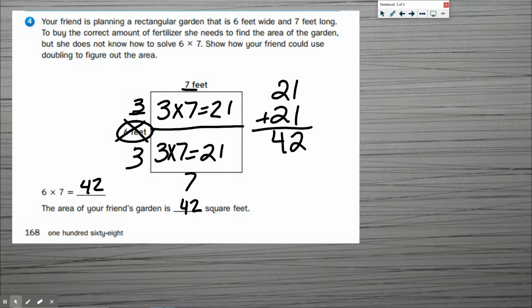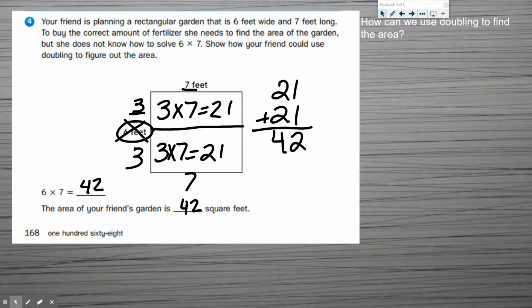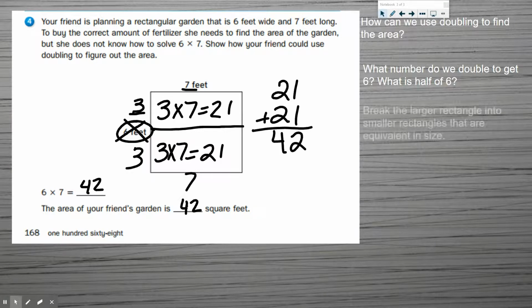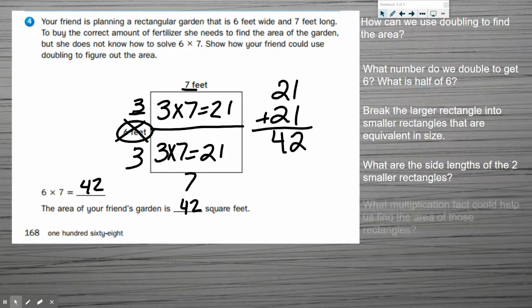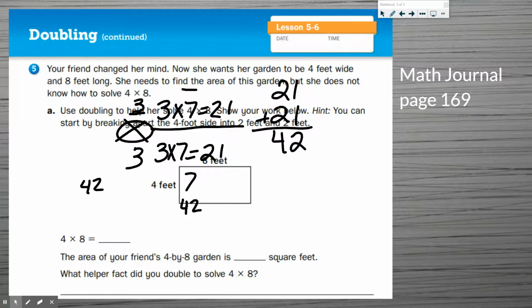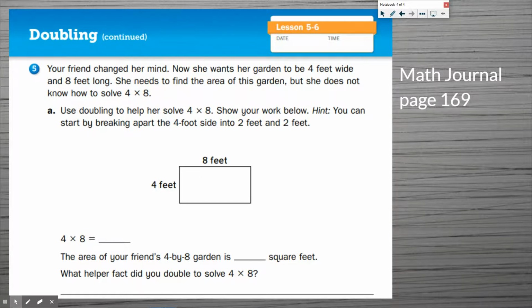Okay, let's try another one. I skipped through all of this. We double 3 to get 6. We're going to break that rectangle into 2 smaller equivalent sizes, meaning equal. The length of the 2 smaller sides are 3, and the multiplication fact that we can use is 3 times 7. All right, this is on page 169.